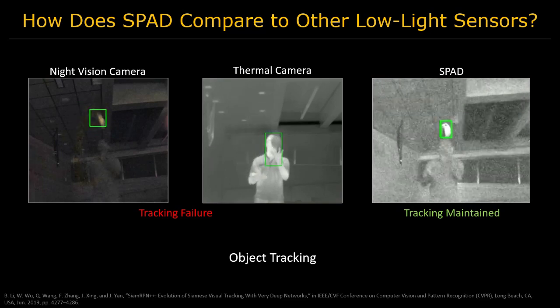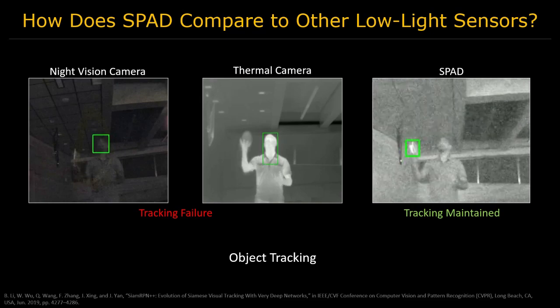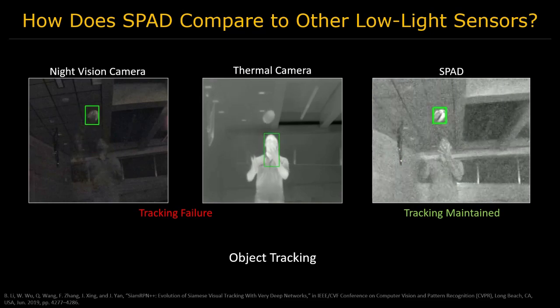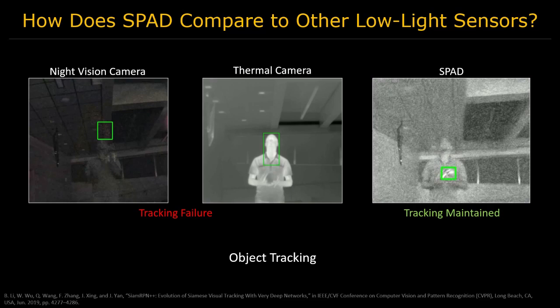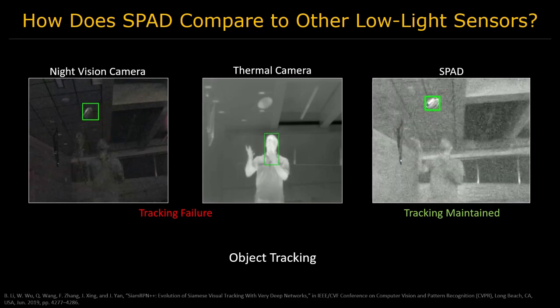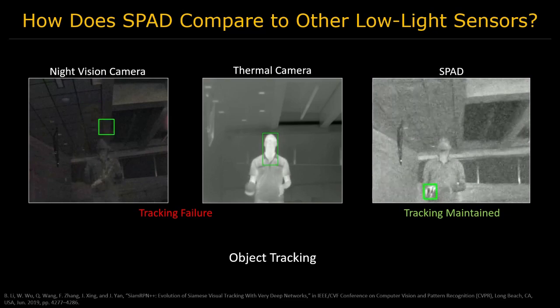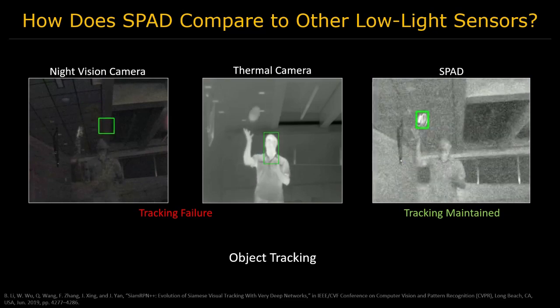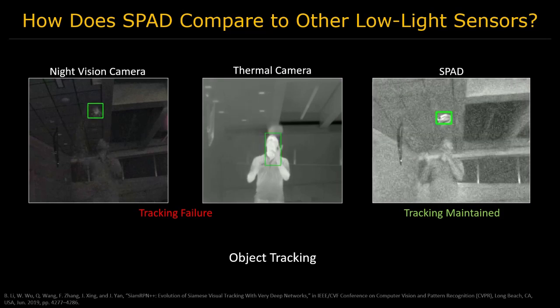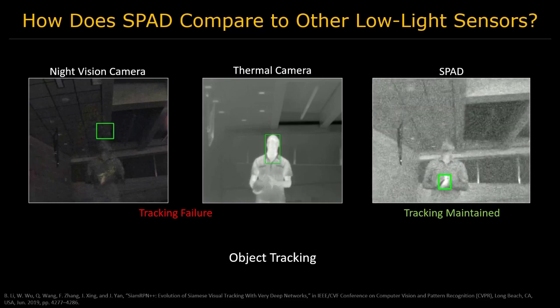But how does SPAD compare to other low-light sensors? Here, we capture synchronized object tracking sequences from 3 different cameras. The night vision camera suffers from motion blur and object tracking fails. The thermal camera gives a clear image but does not capture visual features in the visible light spectrum. The SPAD sensor generates a clear, blur-free image for robust tracking of the ball.